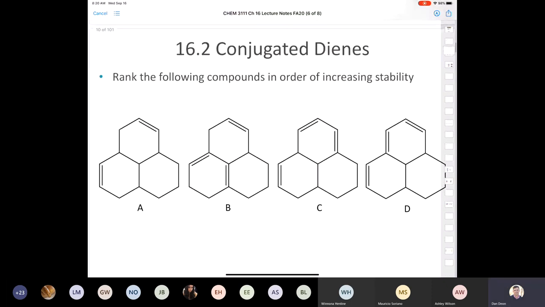All right, well, with that in mind, I'm going to get you to take a look at this question, which is, rank the following compounds in order of increasing stability. I'll give you a second to look at that.